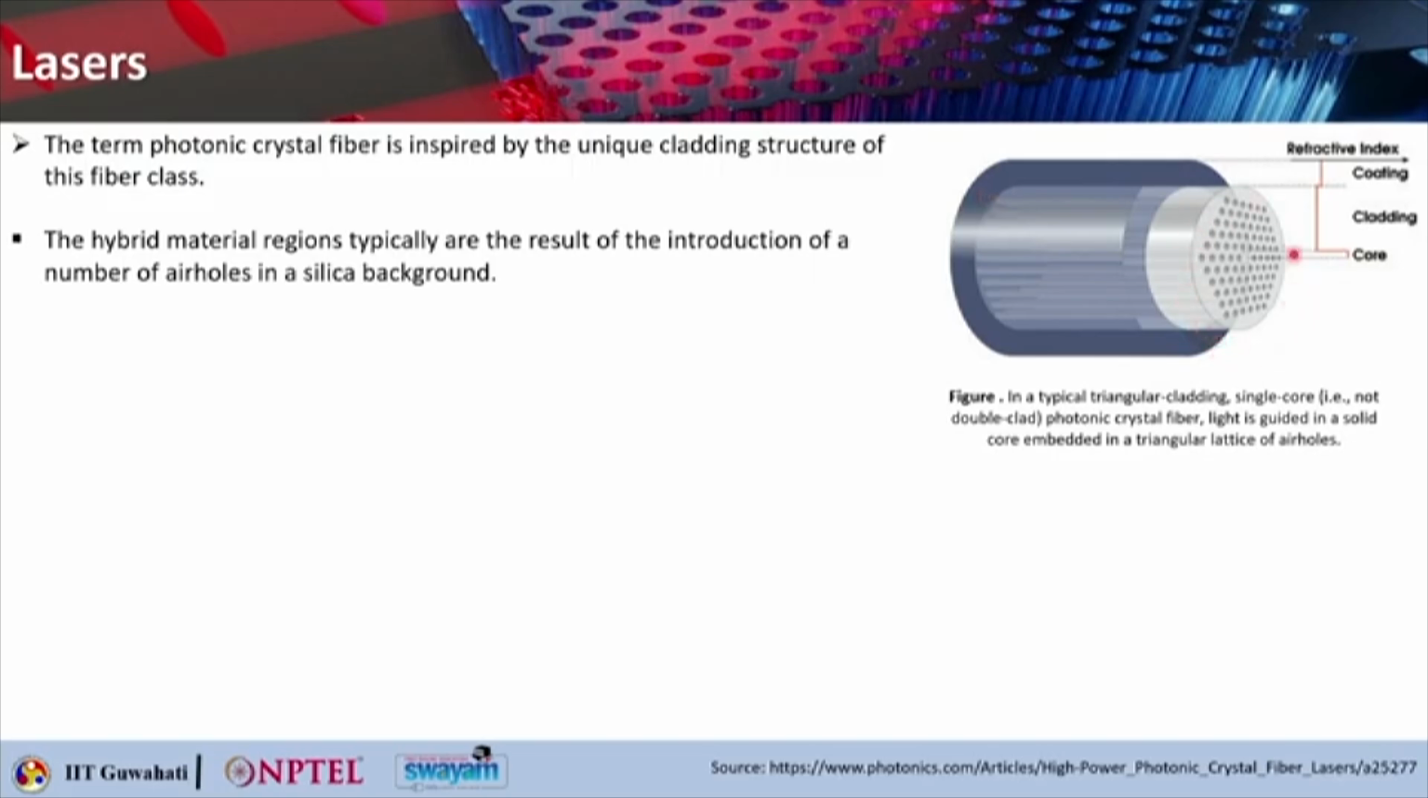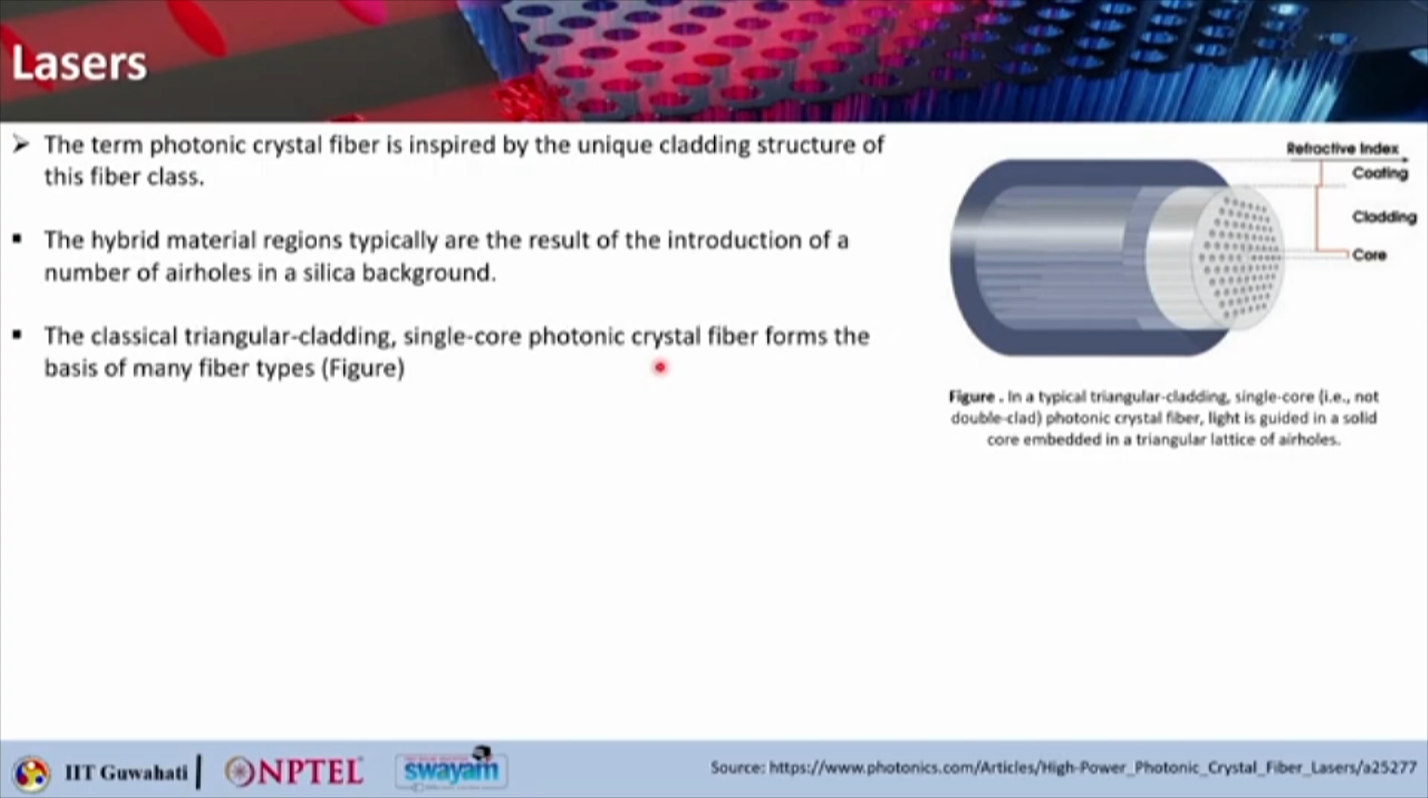You can see the cladding material over here. This is a typical triangular cladding. You have a single core photonic crystal, and light is guided in this solid core, which is embedded in this triangular lattice of air holes. The hybrid material region is typically the result of the interaction of a number of air holes in this silica background. So, the classical triangular cladding, single core photonic crystal fiber can form the basis of many different types of fibers.